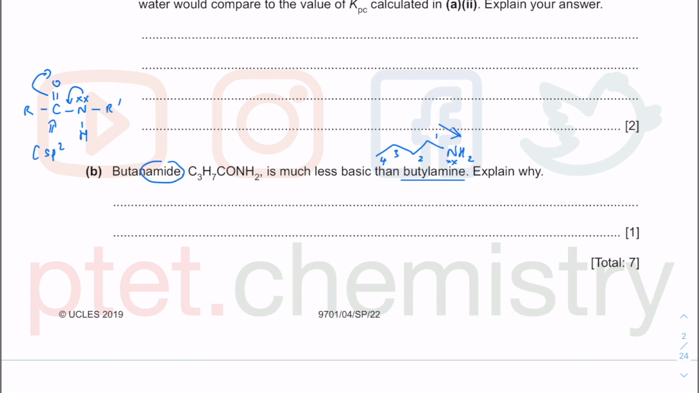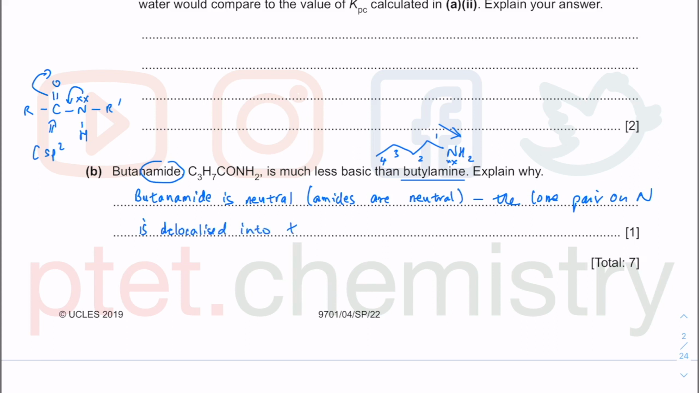Okay, so what we're saying is butanamide is actually neutral. So we consider amide to be neutral. I think it's stated in the syllabus that amides are neutral, and the reason is because the lone pair on the nitrogen is not available. It's actually delocalized into the carbon oxygen pi framework. So essentially it gets delocalized away, therefore less available to accept proton.